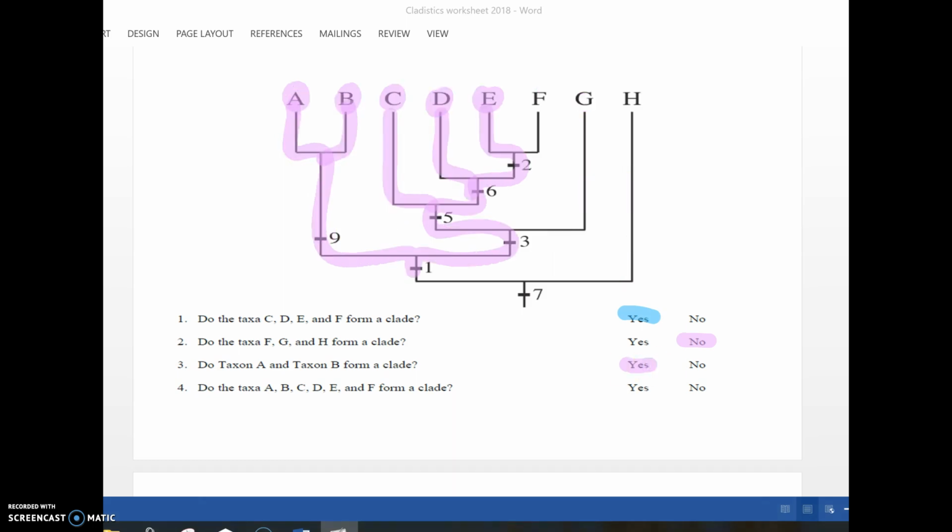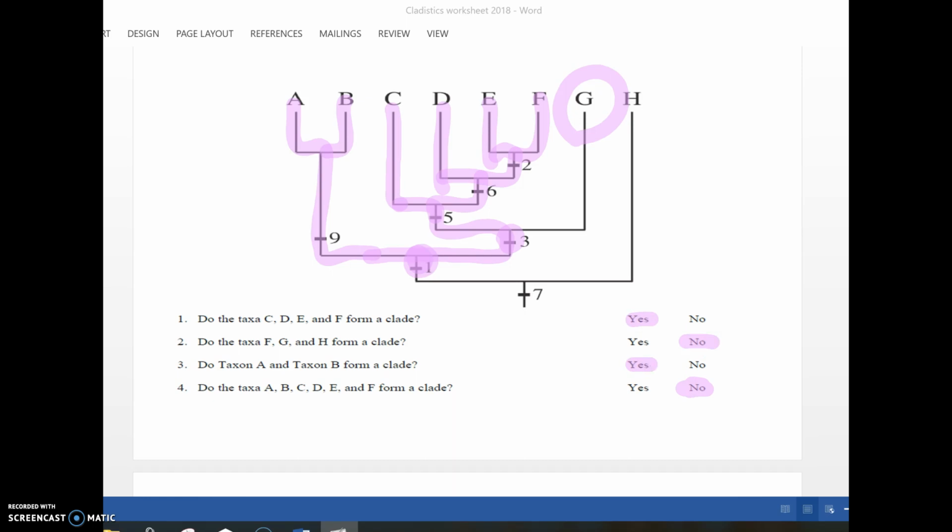And then our last one is A, B, C, D, E, and F. So if we highlight those, A, B, C, D, E, F, and track them back, do they all track back to one point? Yes, they do. They track back to 1, but here's the problem. Once we track back to 1, actually technically once we track back to 3, we need to include G. So that would not be a valid clade. So this should have been yes, no, yes, no.